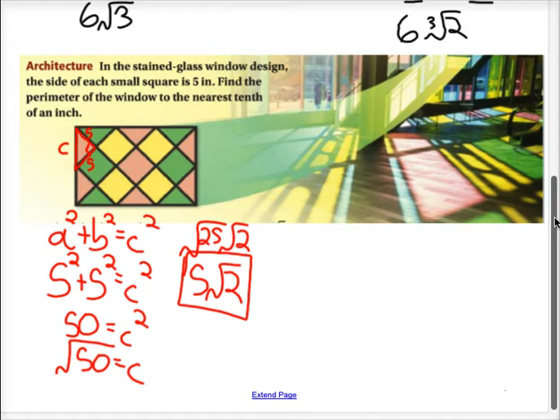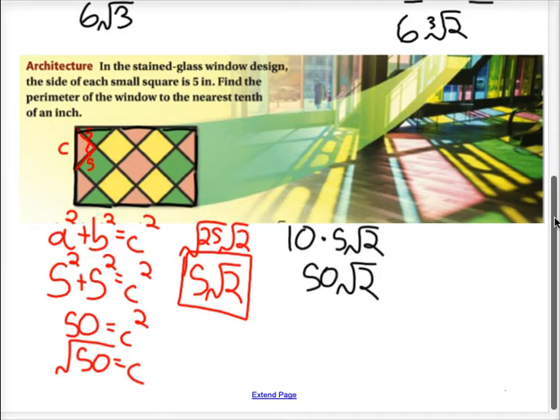Now, we don't want just one value, however. It wants to know the perimeter. So let's see. I have 1, 2, 3, 4, 5, 6, 7, 8, 9, 10 of those lengths around the perimeter. So I'm going to take that and multiply it by 10, because that's going to give me the entire way around the figure. And when I do that, I'm going to have 50 square roots of 2.